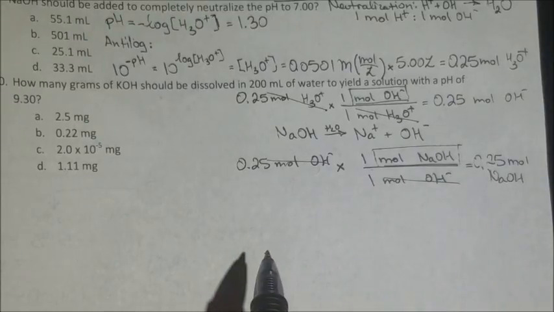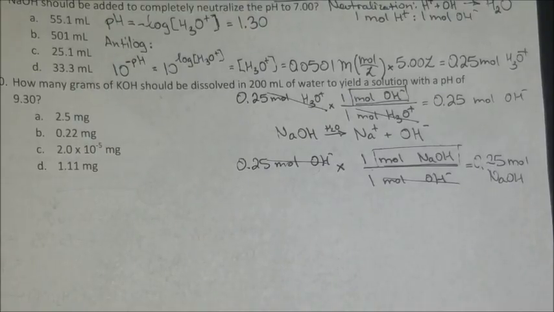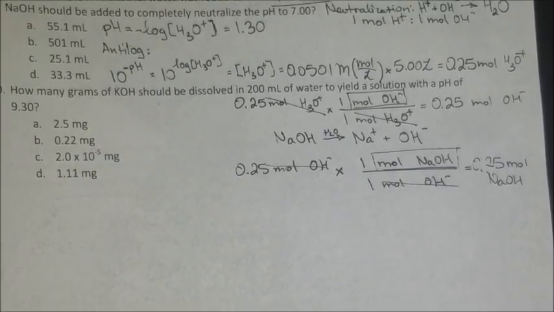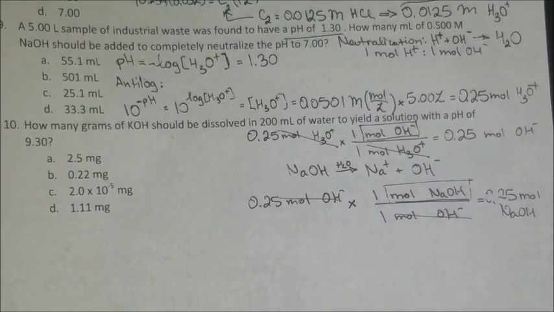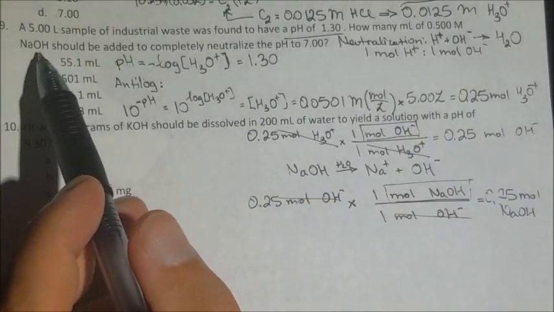So now that we're in moles of sodium hydroxide, the last step is to say, okay, well, how many milliliters do I need, or how many liters do I need? How much volume do I need of this sodium hydroxide solution? So let's remember in the problem here that we have 0.5 molar sodium hydroxide.